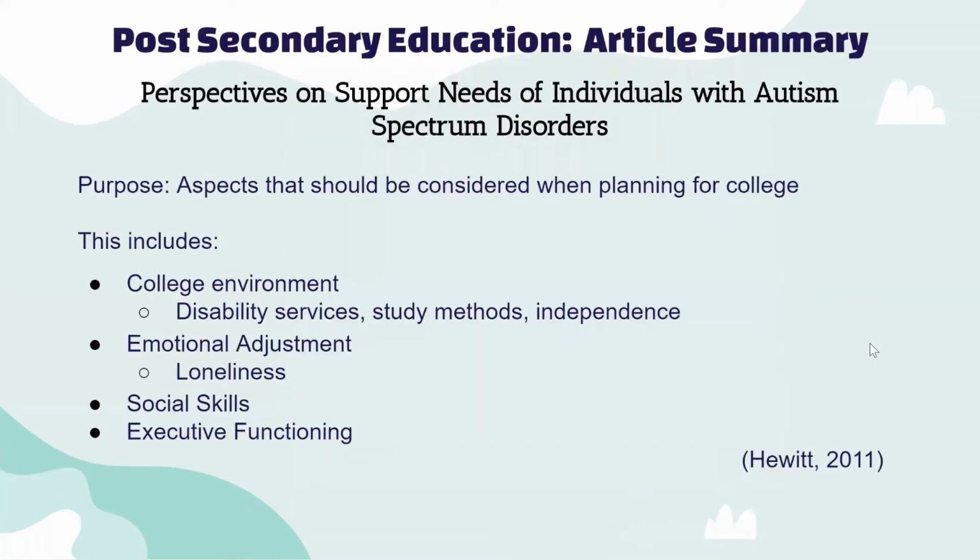And so for our next article, it is on perspectives on support needs of individuals with autism spectrum disorder. So the purpose of this article was to consider all the aspects that should be thought of when planning for college. So this article notes that we should think about the college environment and whether or not they have disability services, what study methods are better for college as they are very different from high school, and also what level of independence they need to thrive in college.